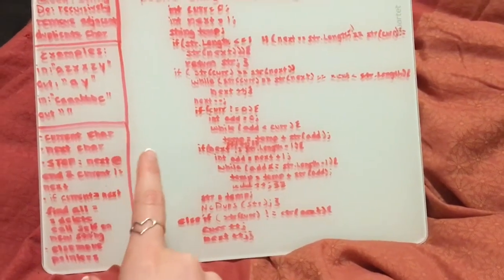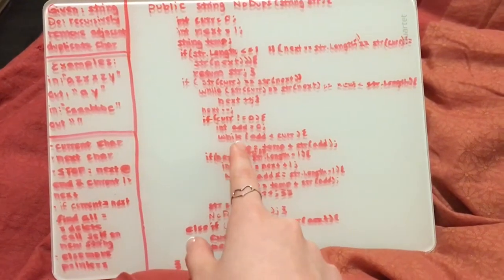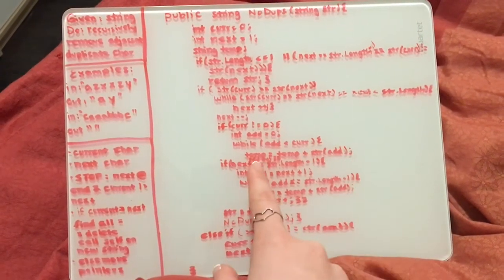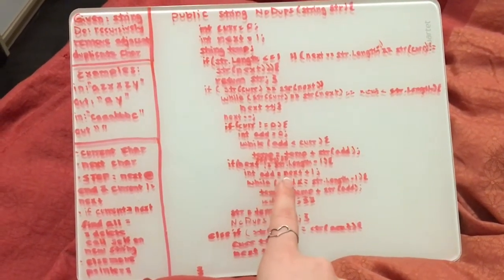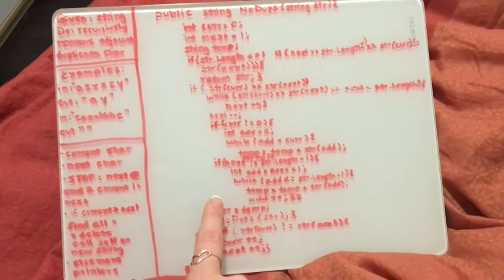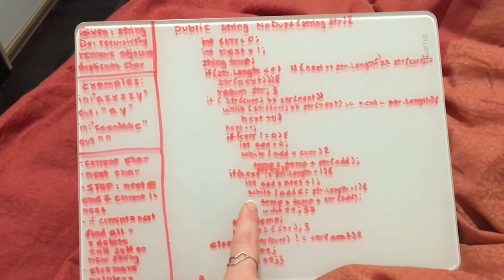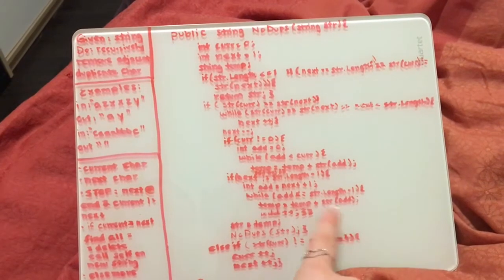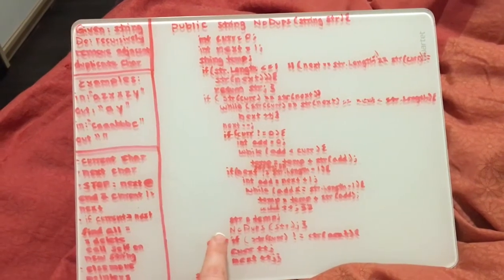So we're saying if the current is not equal to 0, we're going to create this integer add equal to 0. While add is less than current, temp is equal to temp plus string at add, and then we increase add. Then if next is not equal to the string length minus 1, the integer add is equal to next plus 1. Then we're going to say while add is less than or equal to the string length minus 1, we're going to add that to our temporary string and then increase our add integer.